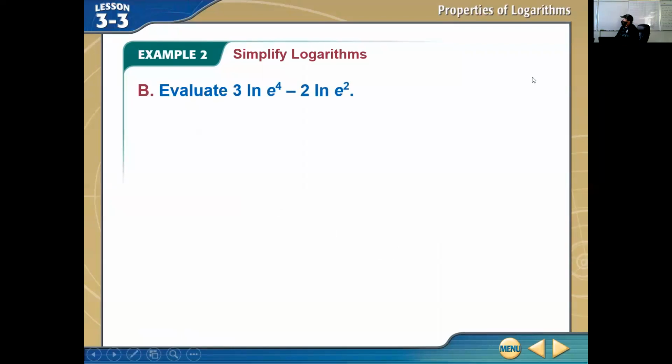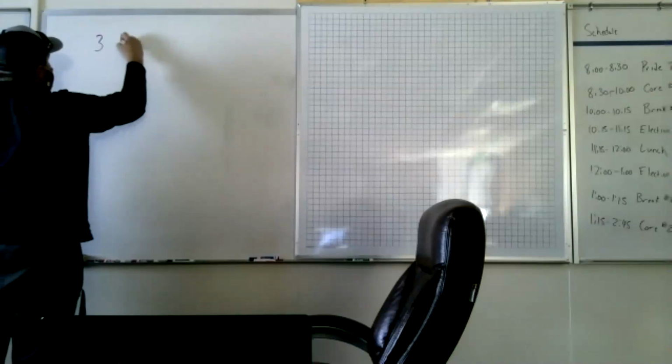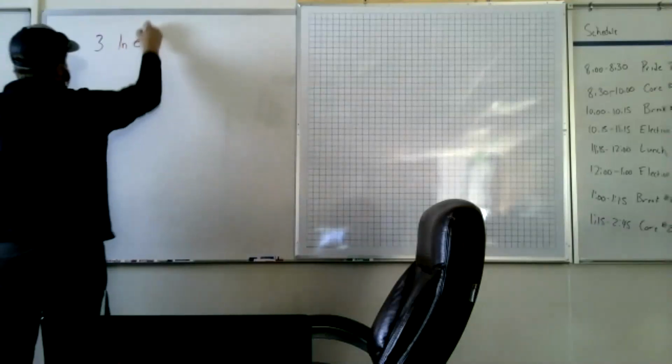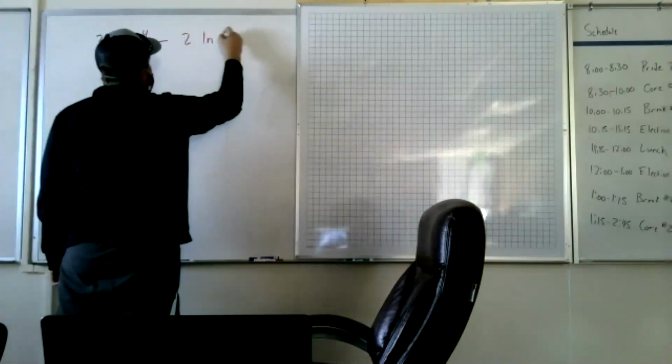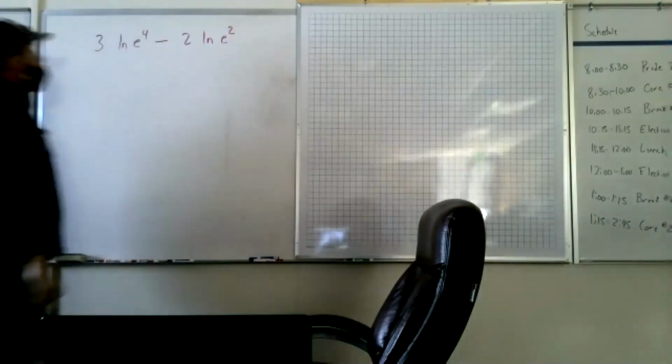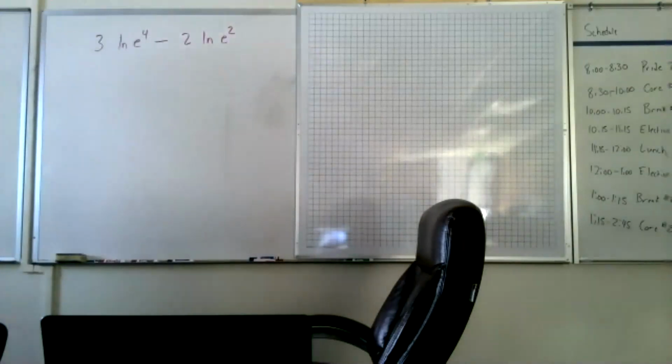Ooh, this will be a good one. Okay, so evaluate 3 times the natural log of e to the 4th minus 2 times the natural log of e squared. First thing, I'm going to write it down. So I get 3 natural log of e to the 4th minus 2 natural log of e squared. It looks like it should be a pretty complex problem, but in all reality, it's really not.